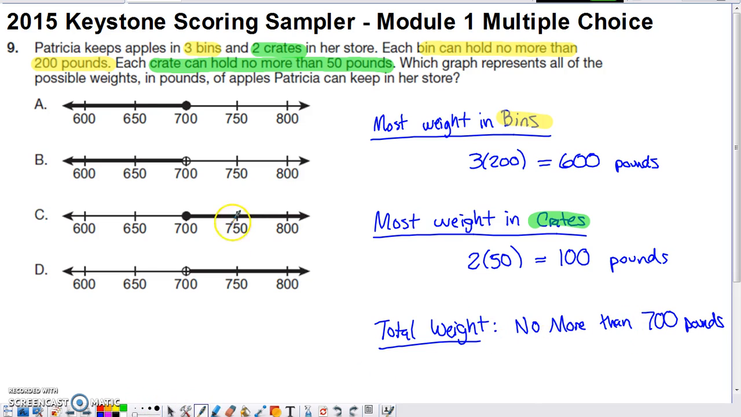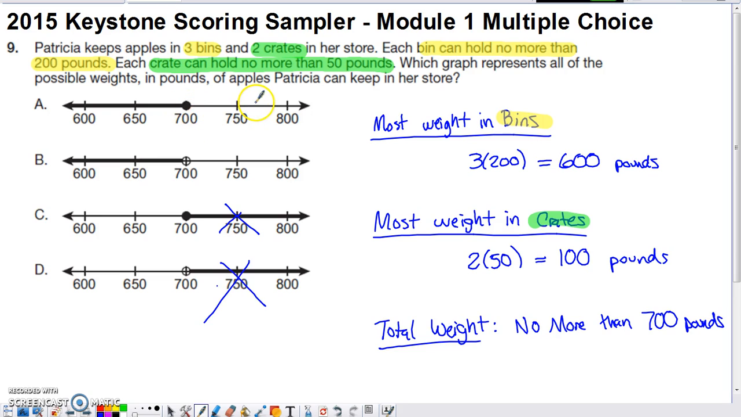That means I don't want anything above 700 to be shaded on my number line. So that allows me to rule out choices C and D. I can have the bins not totally full, so I can have under 700 total pounds, but I definitely can't exceed 700 pounds. And once again, we have to decide between A and B by picking whether or not we want to include 700.